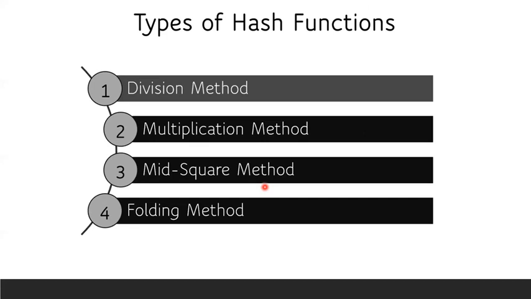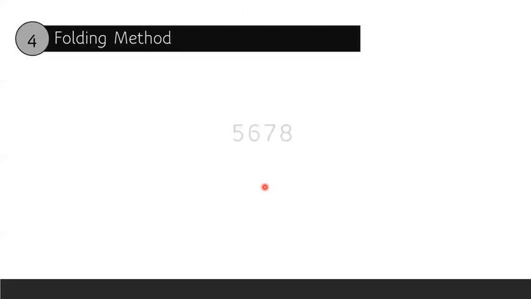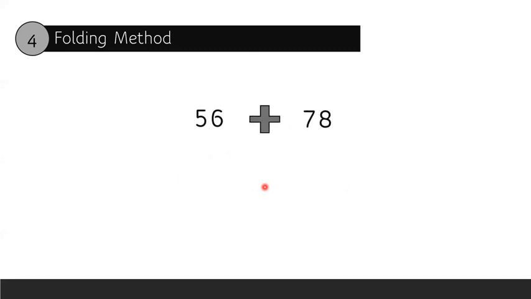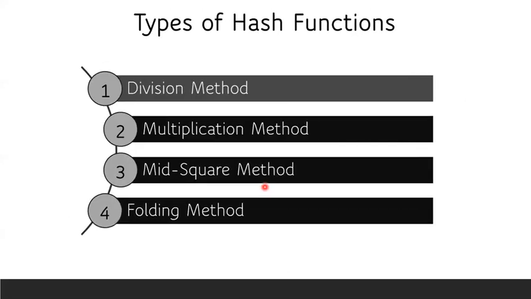The fourth type of hash function is the folding method. And folding method looks something like this. If you are given a key 5678, you will split it into some equal number of parts. In this case, I'm choosing to split it into 2 equal parts, 56 and 78. Then you add those parts, and as a result, you will get 134. And 134 is the place where you will store that particular value. So that is the folding method in hash functions.